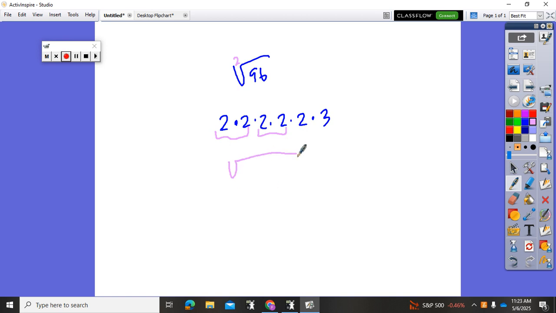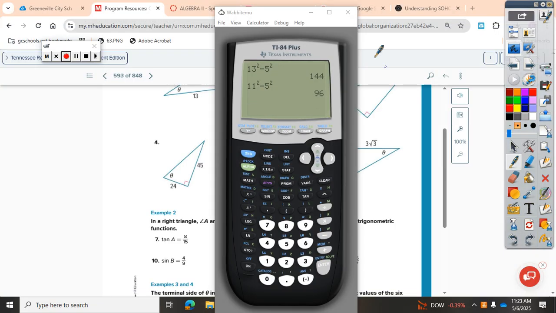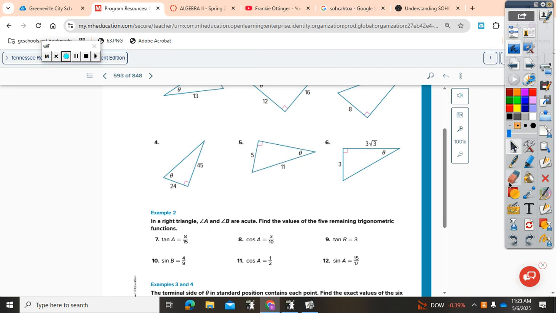I'm going to work this one a little bit differently. Here are your non-perfect squares, so they're going to stay inside the square root when you square root. And here are my perfect squares. I'm going to put them all together, and I'll just call it 16. And so that is 16 times 6, and the square root of 16 is 4. So the square root of 96 breaks down to 4 square root 6. Now, we come back to the math. It gets a little more complicated again, but this is 4 square root 6.